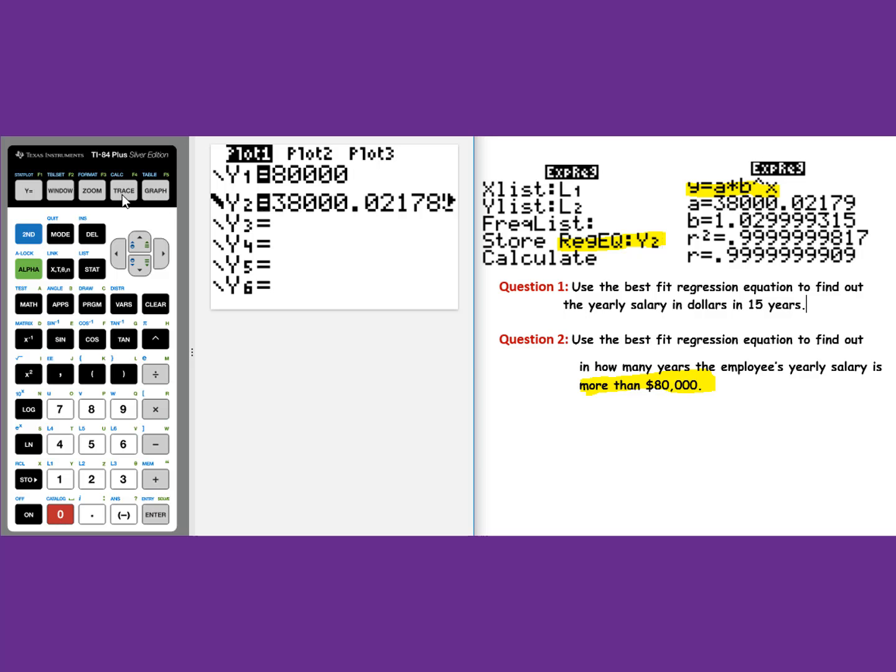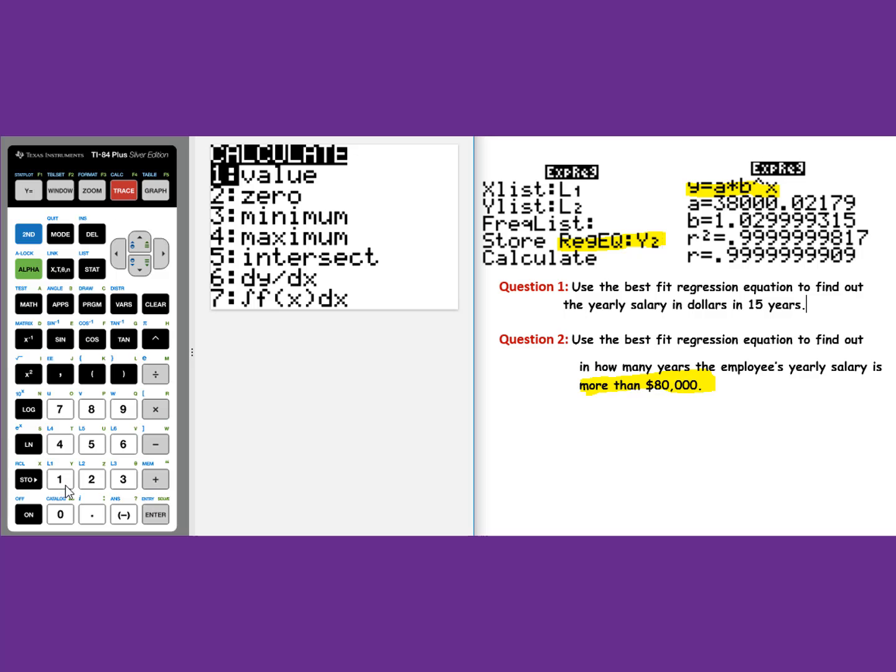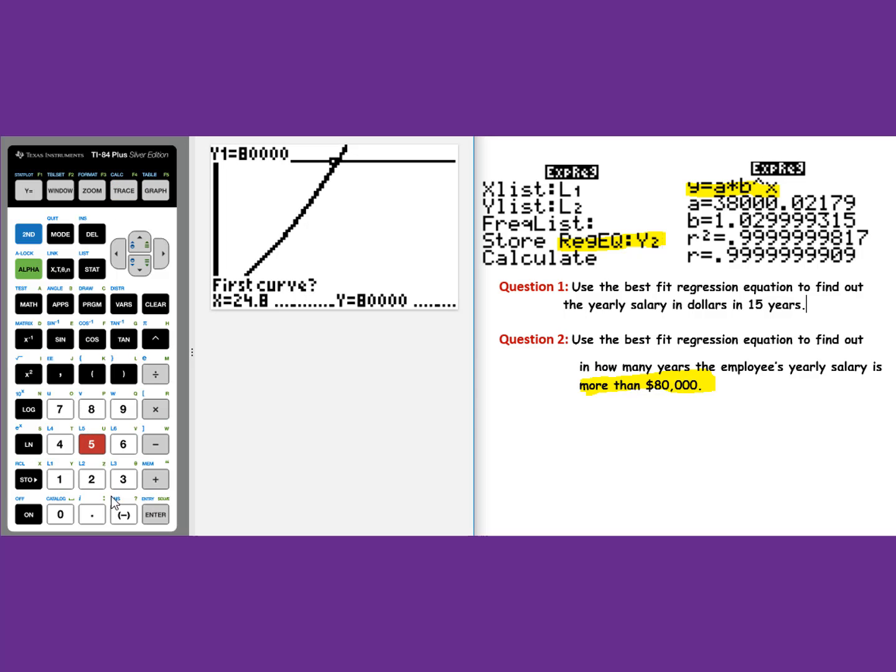Then I go to Graph. Then I do second Trace, 5. Enter, enter, enter. Let's give you 25.185. This will be the answer. But in what year? Definitely that's 26 years.